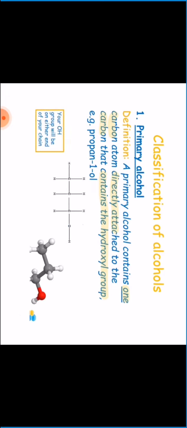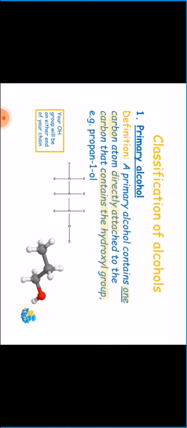So the first classification group we're going to do is a primary alcohol. And a primary alcohol is an alcohol that contains one carbon that is directly attached to the carbon that contains the hydroxyl group. And an example of this is propan-1-ol, and as you can see here in propan-1-ol, we have one carbon directly attached to the carbon that contains the OH group.